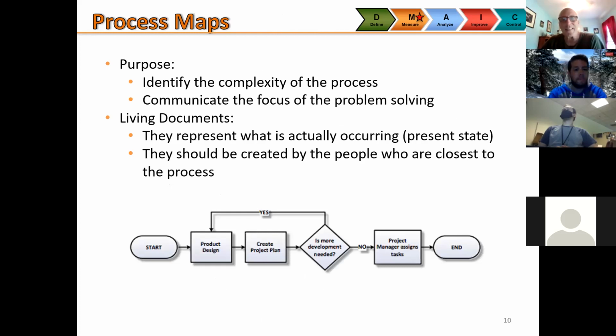The purpose is to identify the complexity of the process, communicate the focus, and they are living documents. What I mean by that is, once the map is done for a given process, don't put it in the computer and forget about it, because it can be used to continue to develop the process, improve it, shorten lead times, make the cycle time quicker.